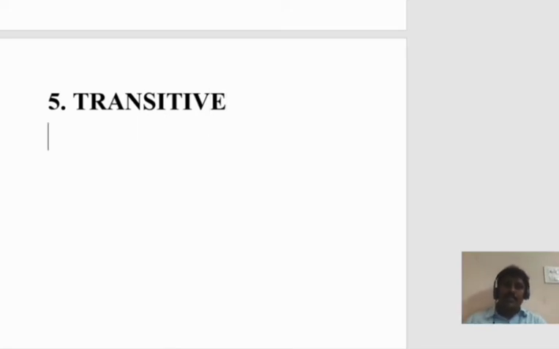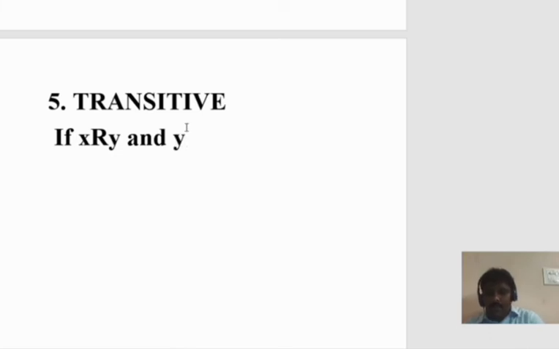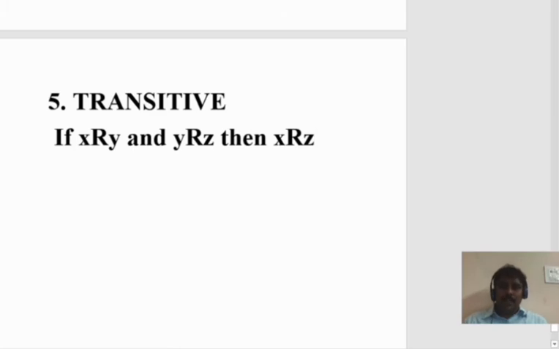Transitive property. What is the transitive property? Transitive property means if x is related to y and y is related to z, then x is related to z. This is the property of transitive. Transitive means if x is related to y and y is related to z, then x is related to z. So it is called the transitive property.